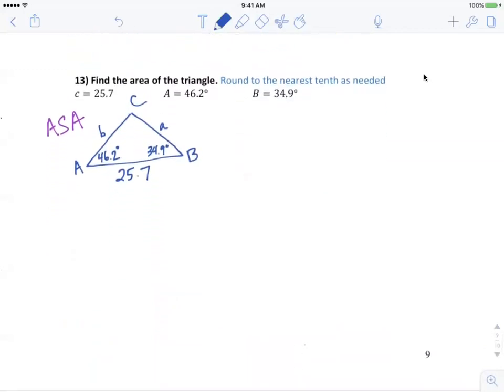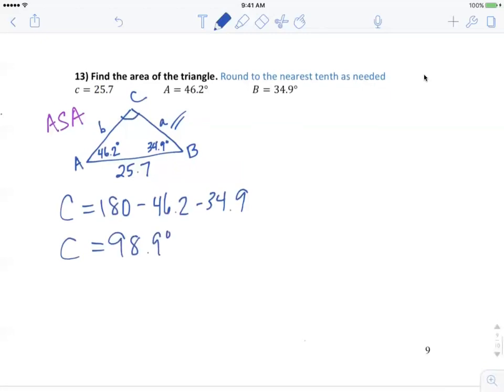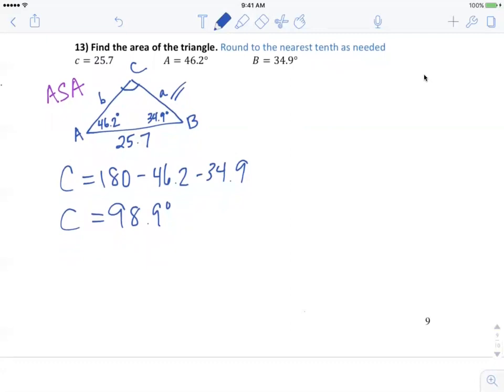It's a little different if you don't have side-angle-side to start with. Like in this one, you have two angles and one side. So I drew that out. I need two sides and an angle. My goal here is to try to find, say, A. I could do B as well, but for this example it doesn't matter which one. I do need to get that C, so then I can use the law of sines. My first step is the 180 rule to get C, and C turns out to be 98.9 here. Now I can set up the law of sines to find A.